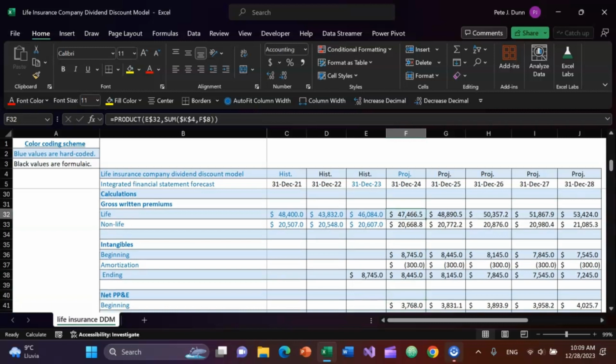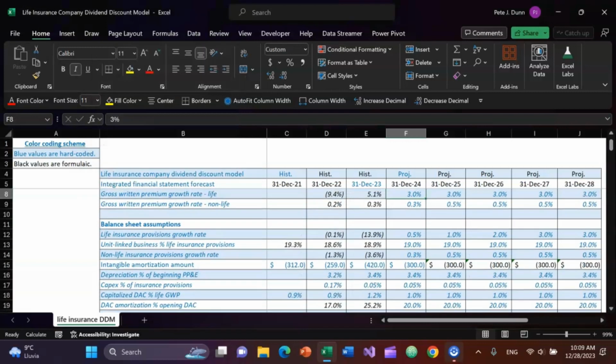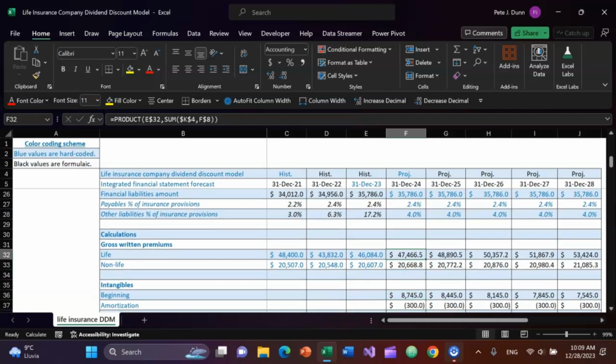Now you can see for row number 32, I have life insurance gross written premiums. So that's equal to last period's gross written premiums times 1 plus the growth rate assumption that I showed you earlier. We can go up there with F5, and you can see it's that 3% assumption. F5 enter to get back. Cell K4 is hard-coded the number 1 into it. So it's 1 plus that rate times last period's gross written premiums.